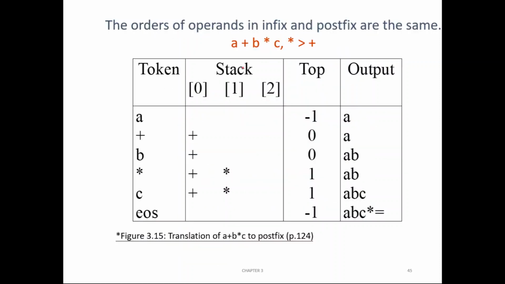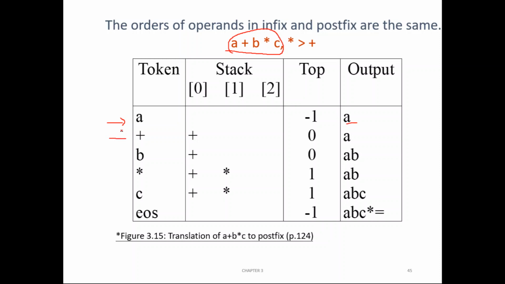Say this is the infix expression that you want to solve: A plus B star C. Star has a higher priority than plus, that we know. The first token is A. What does the algorithm say? If it is an operand, just display it. Top is -1 because nothing is pushed into the stack.